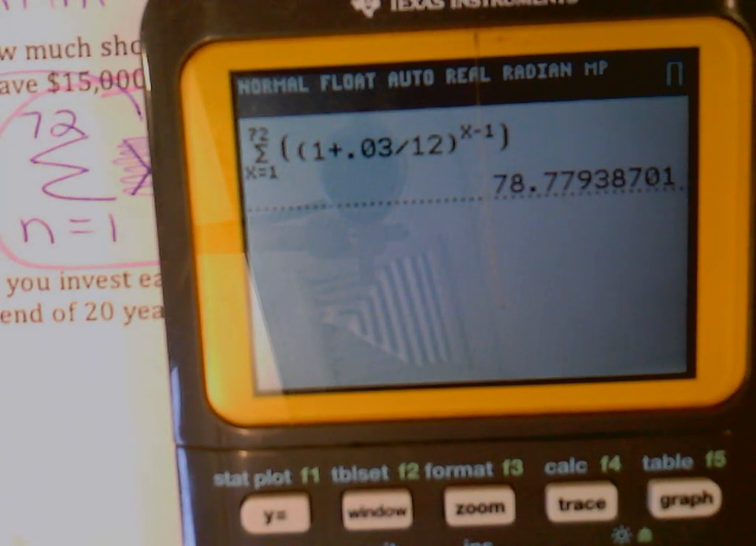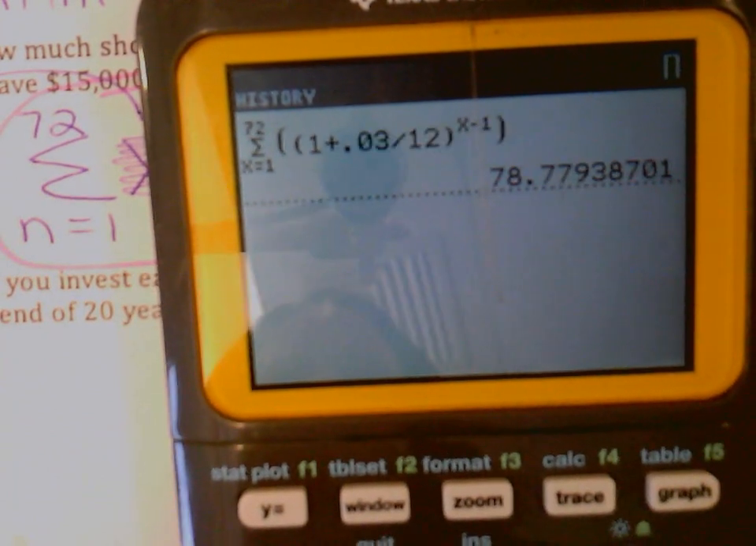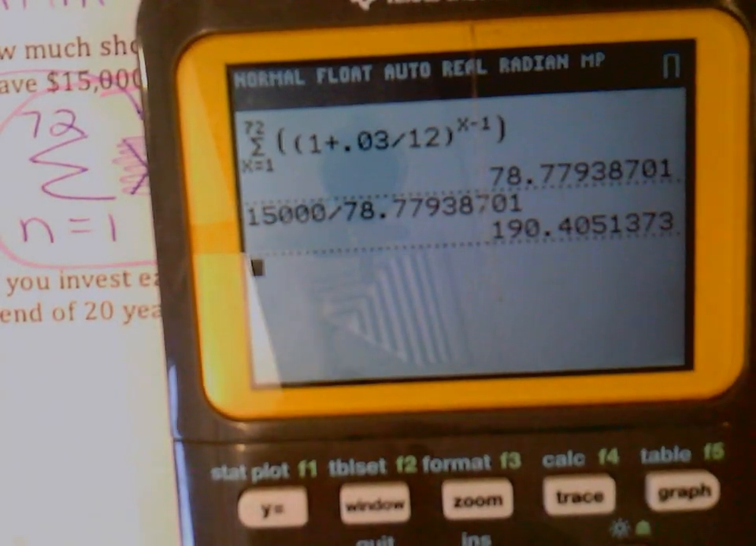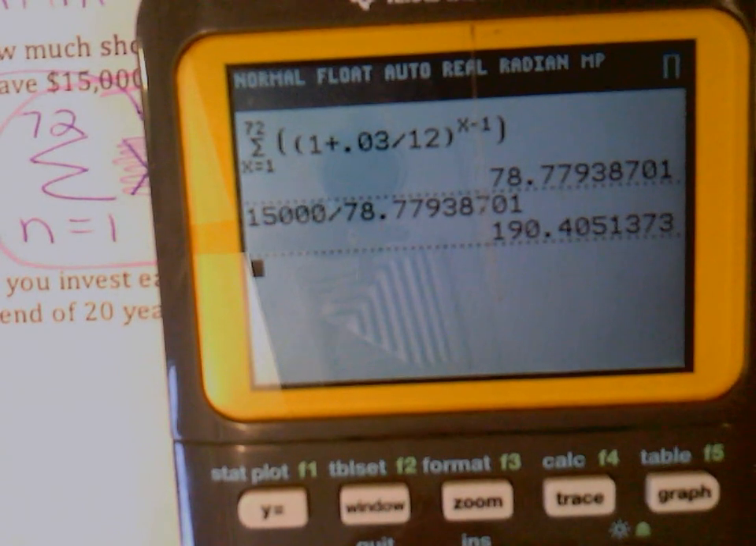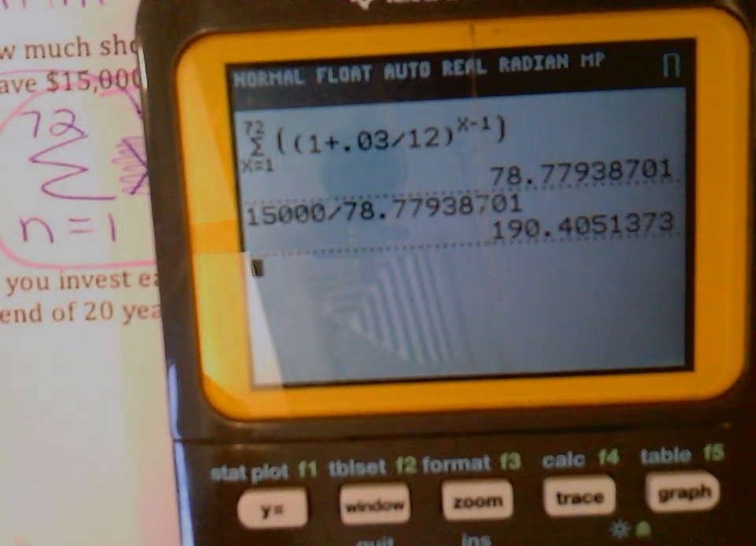Does it have to be $100, $200? So I'm going to take 15,000 and divide by that answer: $190.41 a month. So it takes away the guess and check. You don't have to keep guessing what you'd have to invest. Should I leave that up there to make sure you know how to type it into your calculator?